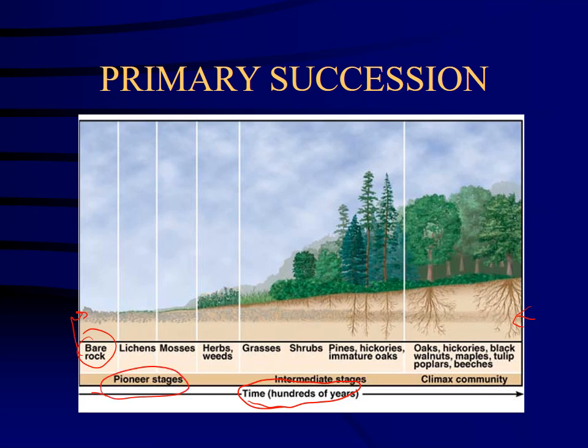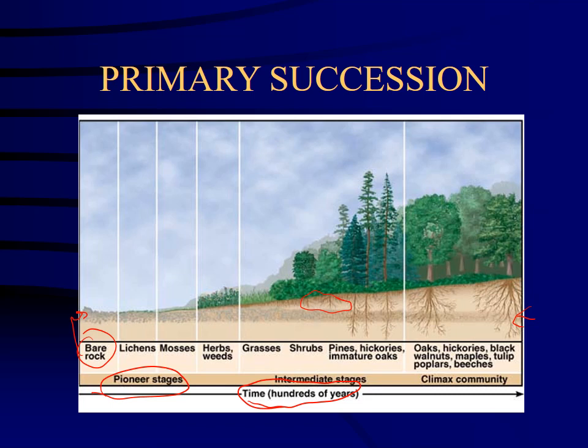And then as the soil gets thicker and thicker, we can have a larger root base, which means that we can have larger plants. And this is how succession takes place. So after we have the weeds, we have grasses, then we have small bushes and shrubs, then we have the pines, hickories, and immature oak trees. And eventually we have the climax community, which is our full forest.